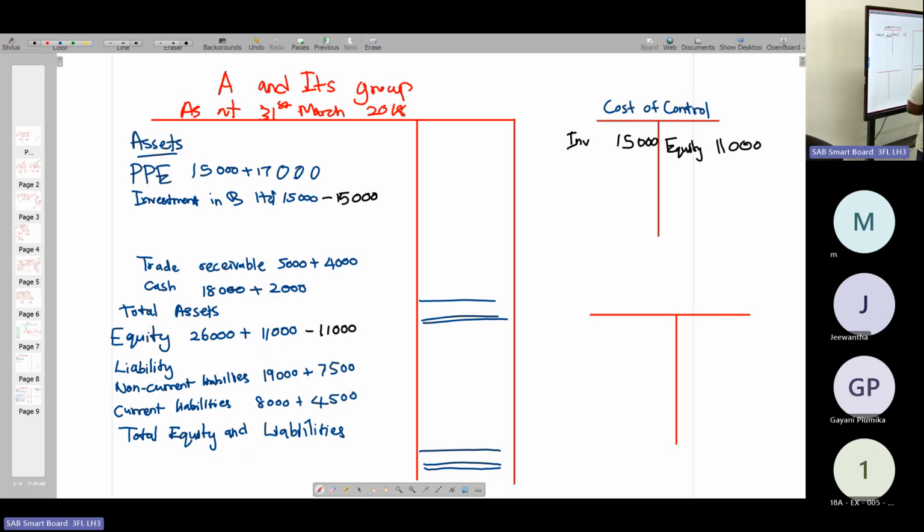Now what do we do? NCI. In this case, no NCI. So that means the NCI will be written and finished. There is no NCI in this one, but we'll write it. Next the NCI, step by step we go.